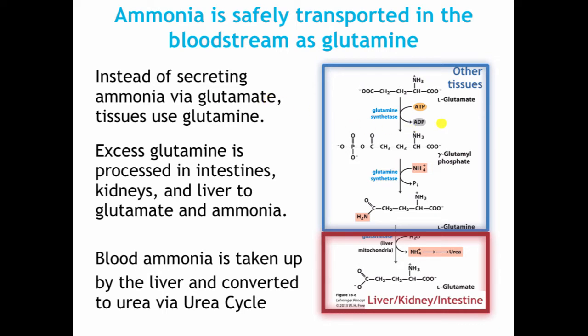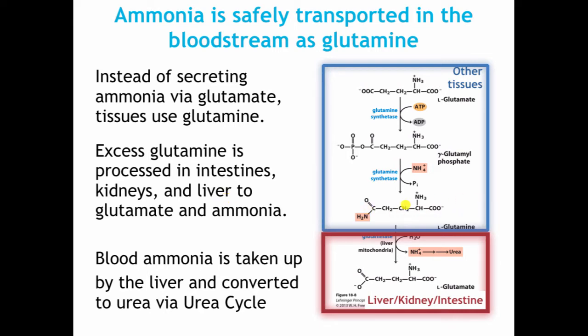So instead, other tissues in our body repackage the glutamate as glutamine by attaching an additional amino group here using glutamine synthetase that uses ATP, that's why it's synthetase, to make glutamine, which is uncharged. It's polar, but it doesn't inherently carry a negative charge because the carboxyl group has been balanced out by the amino group.